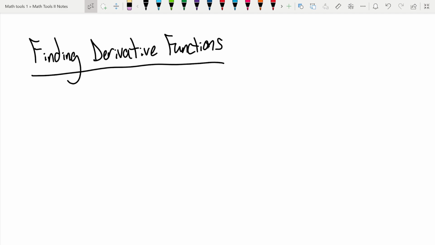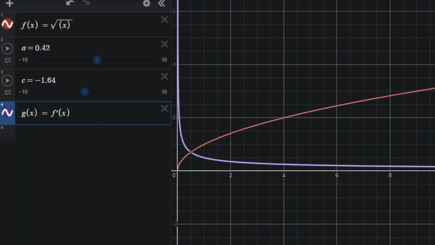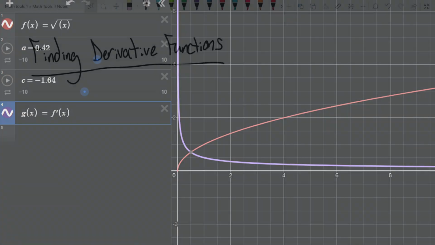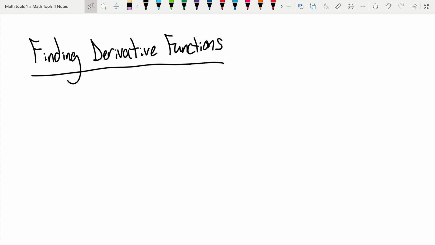So now we're going to look at how we can find different derivative functions. So rather than just finding the derivative at a point, how do we find the derivative of that function overall? Like in the last video, we found the derivative of the square root of x at x equals 4. So now how would we go about finding this purple line right here? Like, what is that function? How do we find that function? So let's start with that one, and let's just see what we end up getting.